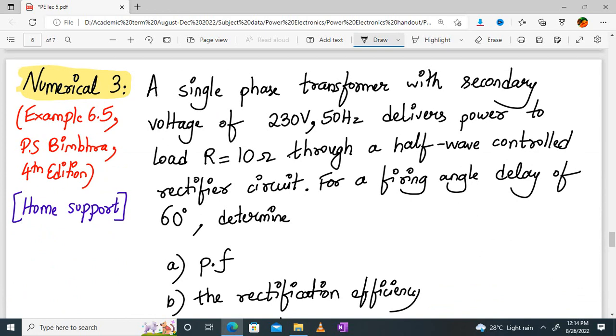It's example 6.5 from P.S. Bimbhra 4th edition. It's a solved numerical. So the numerical goes as follows. A single phase transformer with a secondary voltage of 230 volts, 50 hertz, delivers power to a 10 ohm load through a half wave controlled rectifier circuit. So for a firing angle delay of 60 degrees, determine the following. Again, it's a 10 marks numerical.